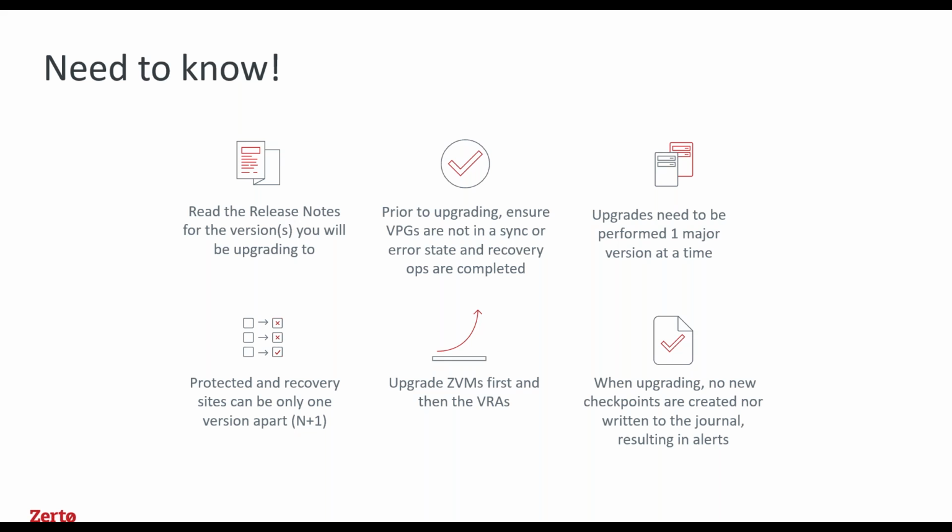So what needs to be upgraded? First, the ZVM will be upgraded at Site A, along with the VRAs at Site A. Once completed, you will then move to the ZVM and VRAs at Site B. Please note that Zerto does not have a preference as to which site gets upgraded first. It can be the DR site first, or it can be the production site. It does not matter. And lastly, it is important to know that there will be no new generated checkpoints written to the journal while the ZVM or VRAs are down. This will create an influx of alerting. Feel free to turn off the alerting during your upgrade window.